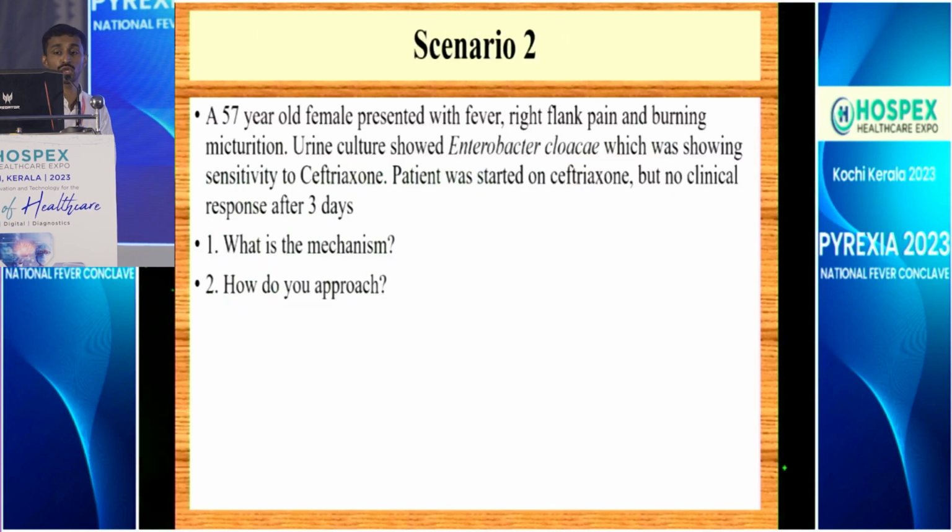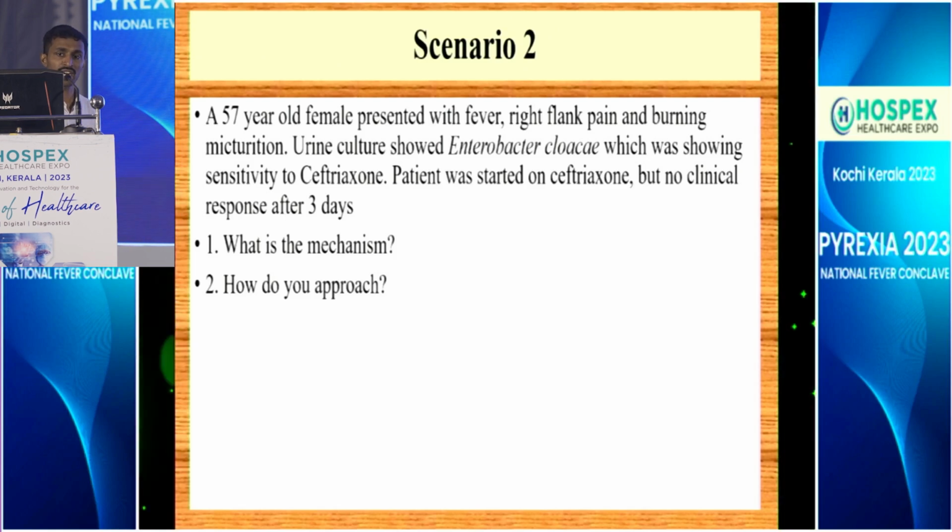Coming to the next scenario: a 57-year-old female presented with fever, right flank pain and burning micturition. This I would say is a simpler scenario. The organism that was grown was Enterobacter cloacae, and this was showing sensitivity to ceftriaxone.